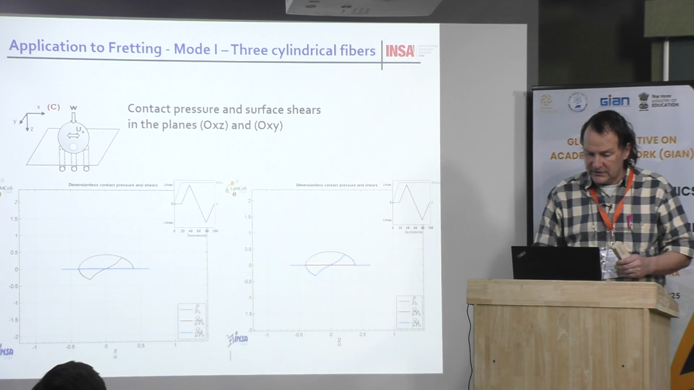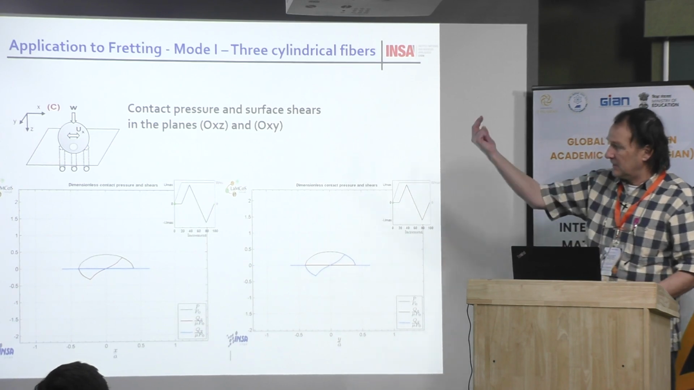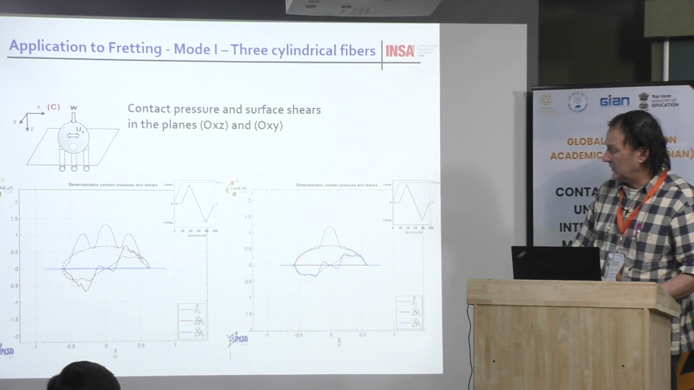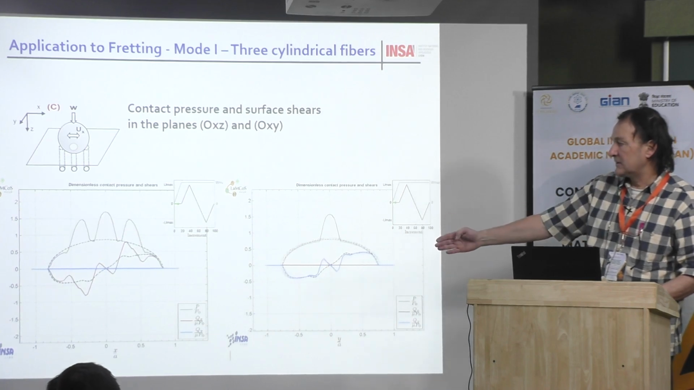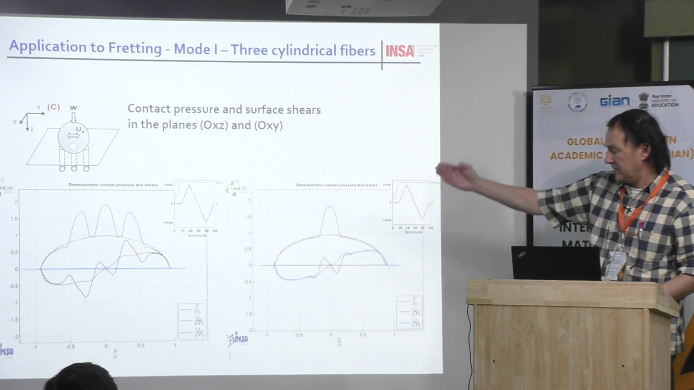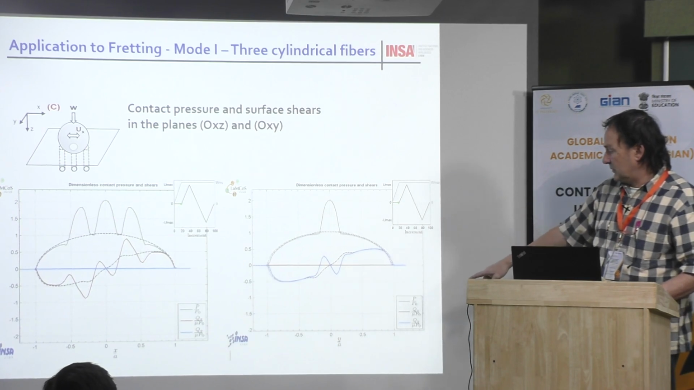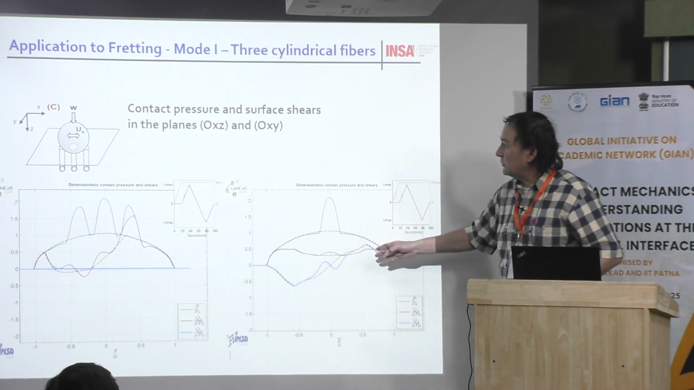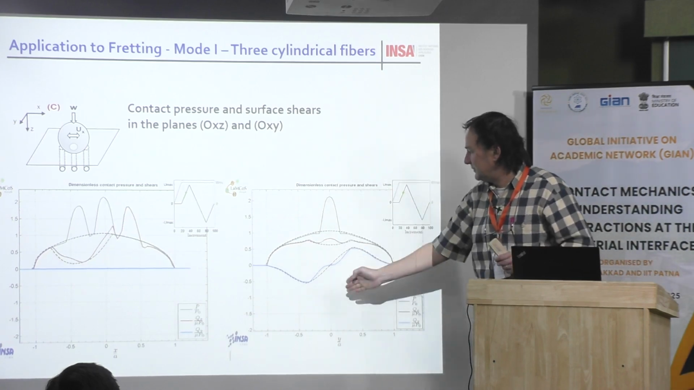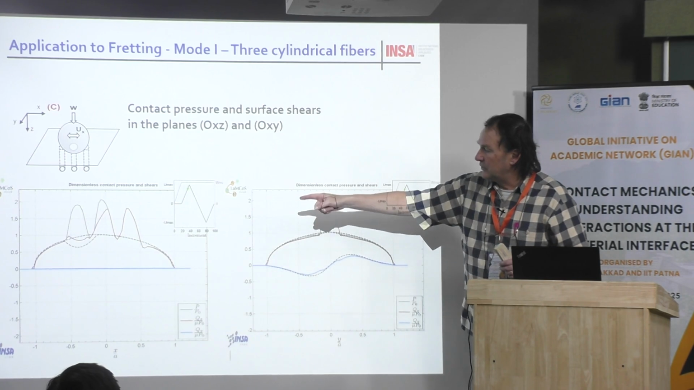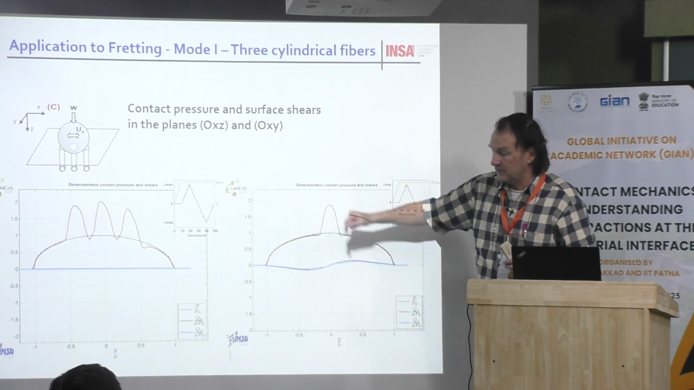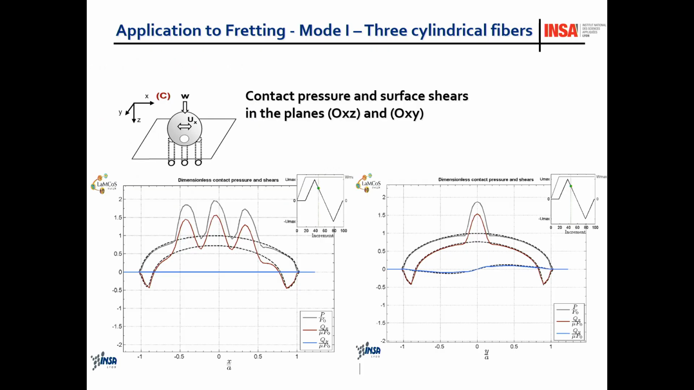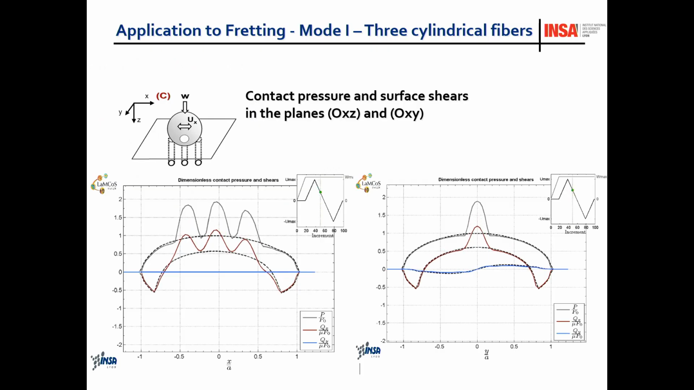Then for the third situation, we have 3 vertical fibers. Then again, on the left, this is in the XZ plane. On the right, this is along the YZ plane. And you can see here, because you can see only 1 fiber. On the other plane, you can see the 3 fibers. And something interesting, maybe it was too fast.